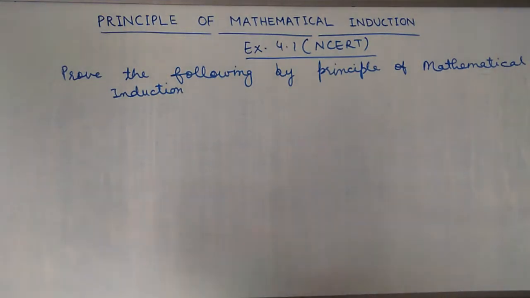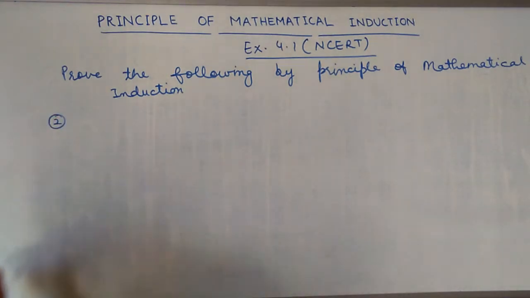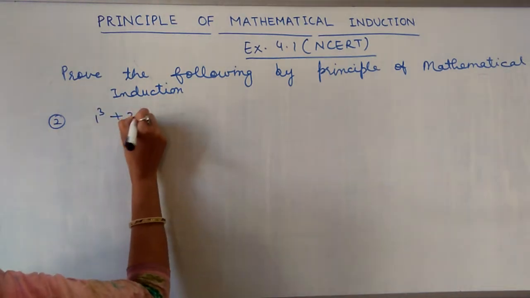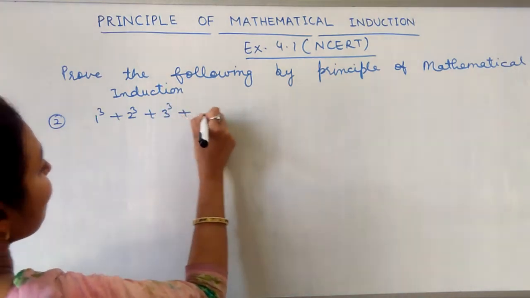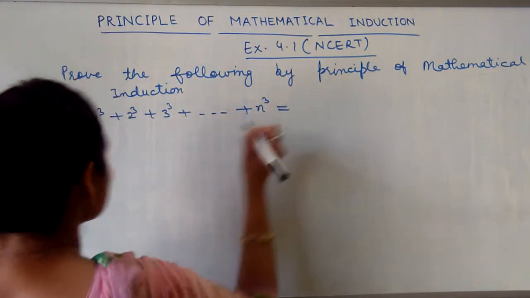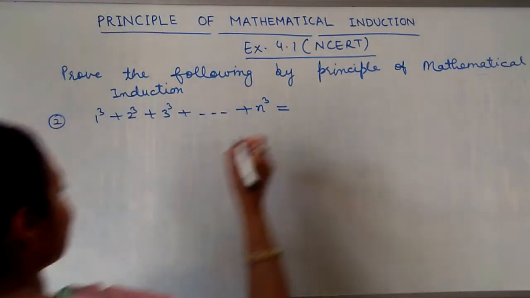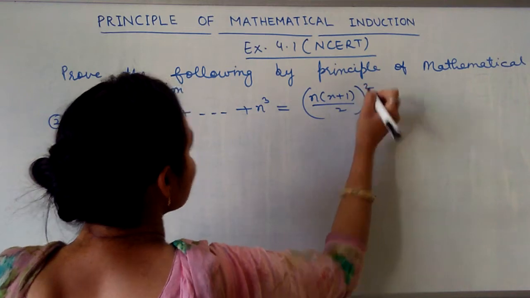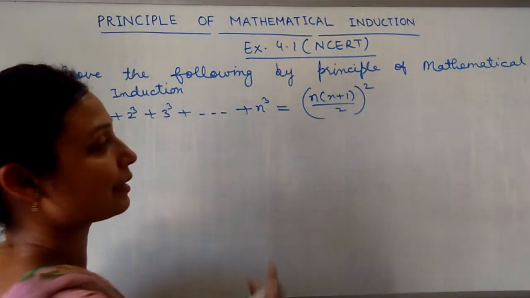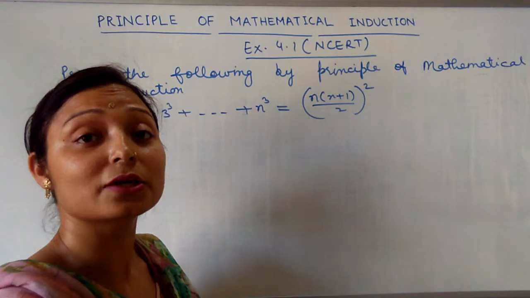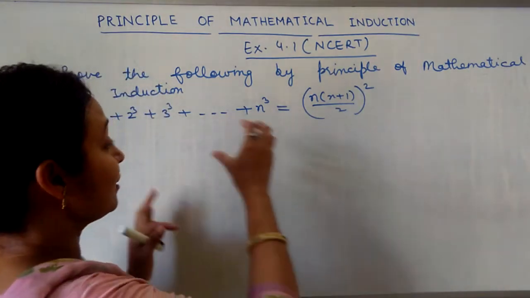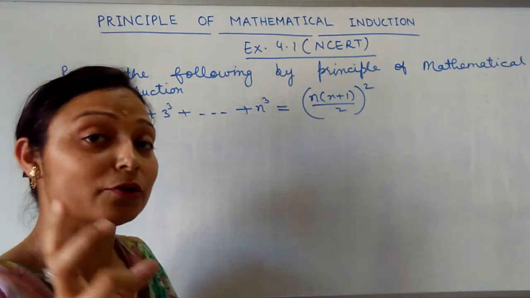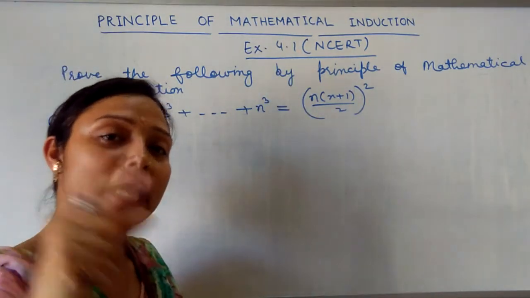Okay, now your second question of NCERT is 1 cube plus 2 cube plus 3 cube plus so on n cube is equals to n into n plus 1 upon 2 whole square. So we have to prove this by using the mathematical induction. Actually this is the result of sequence and series. For the summation of n cube, you have to use the method of principle of induction. First step is take n equals to 1.